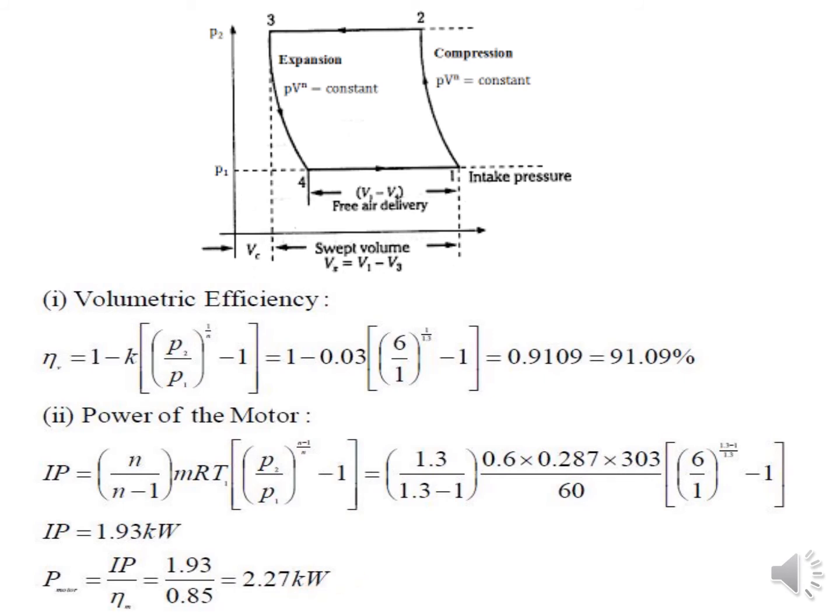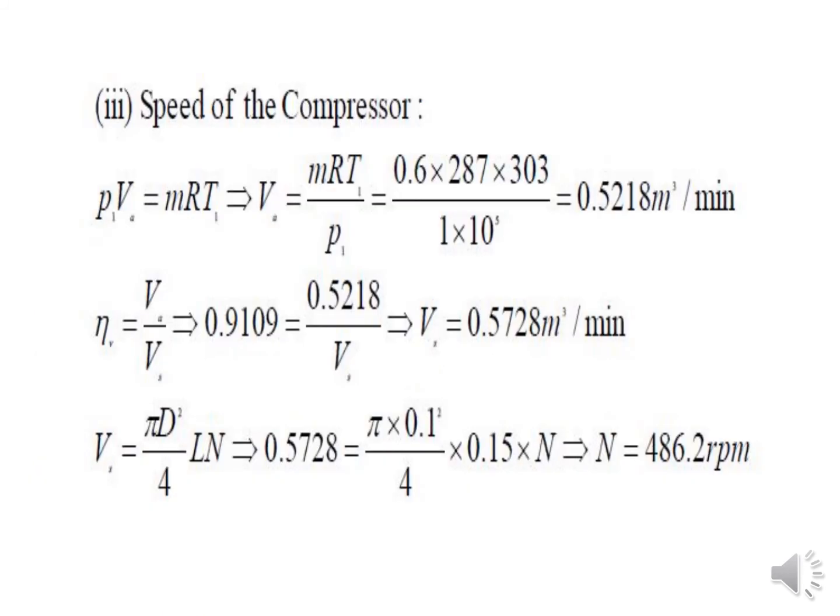Right. So this is how you need to substitute the values carefully and calculate the volumetric efficiency and power of the motor. Speed of the compressor. Ultimately we should know the formula, how to calculate. Where is the speed formula? So Vs is equal to what? Pi by 4 d square L into N, I said.